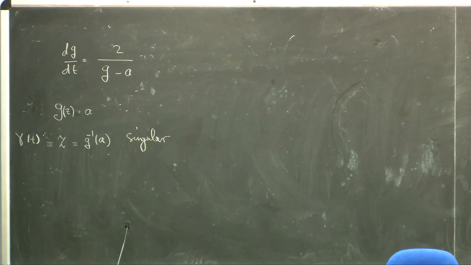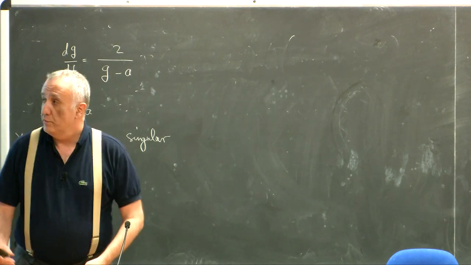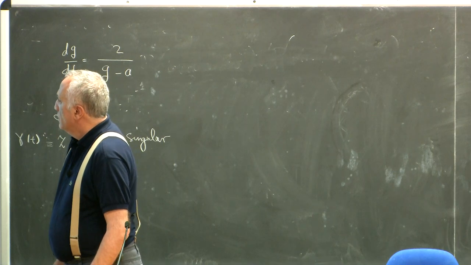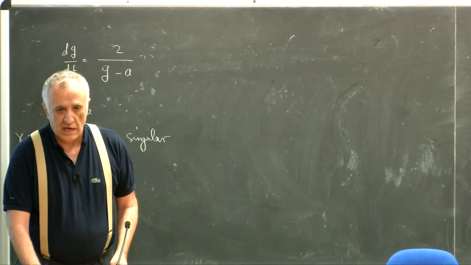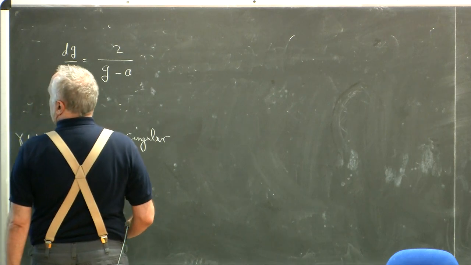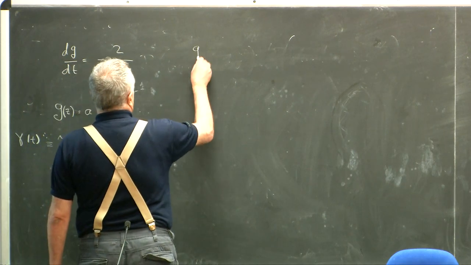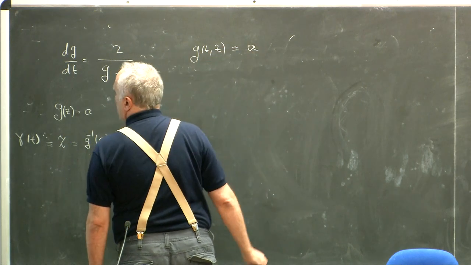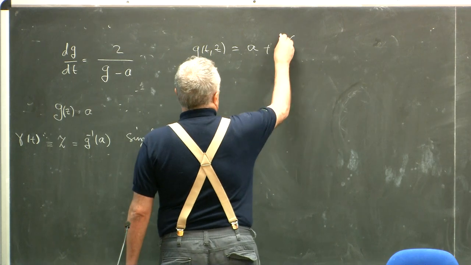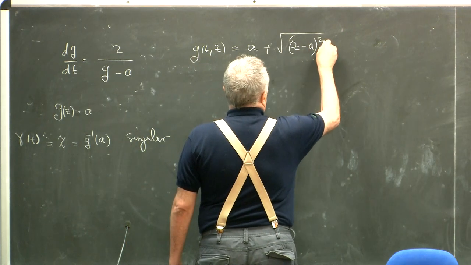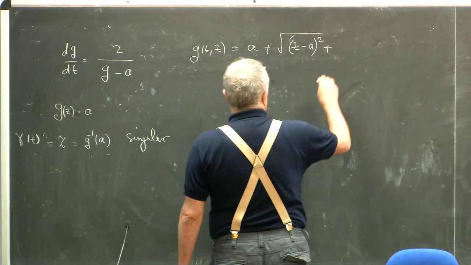Now, the problem which is possible, I haven't checked it, is if this map somehow has a problem. Let's see. G of T of Z is equal to A plus square root of Z minus A squared plus 4T.